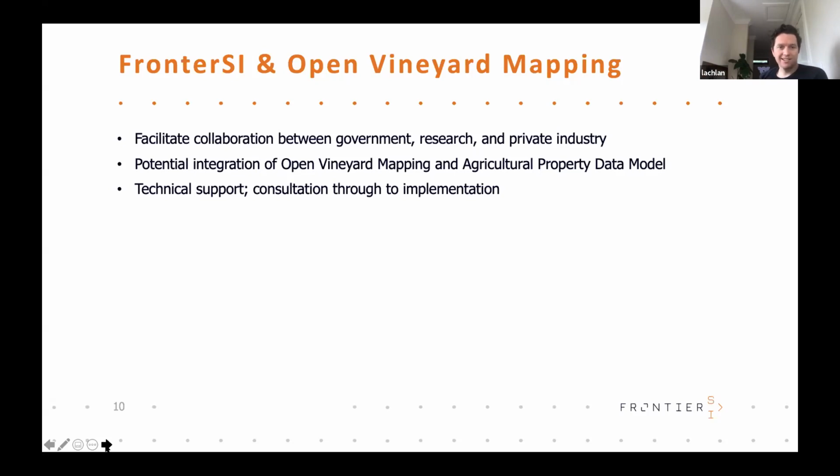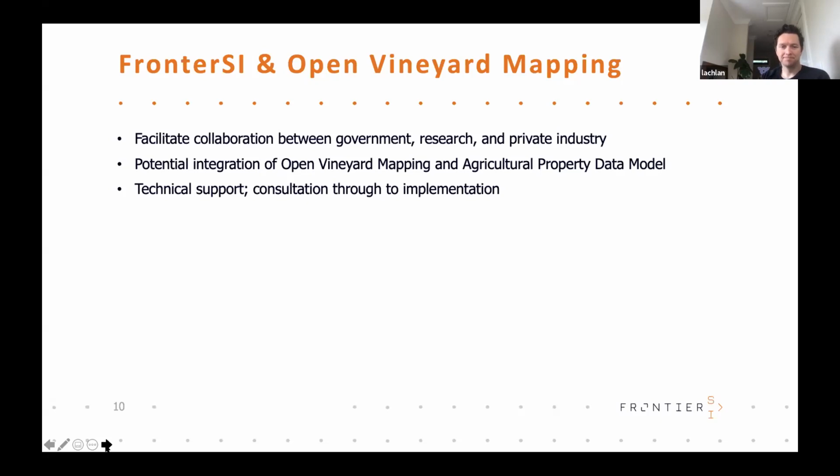Last but not least, I'm a software developer most of the time, so I really like to see these ideas come through to an implementation. So any sort of technical support, whether it be basic consultation through to an actual implementation, is something we'd be more than willing to help out with. So that finishes up my presentation. Thank you very much, everyone, for your time this morning. I hope it's been interesting.